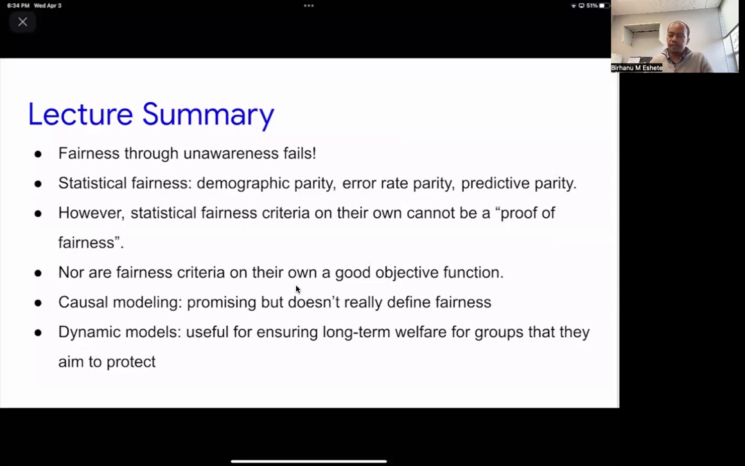So we also briefly looked at causal modeling as a promising direction, but it doesn't really define fairness. And dynamic models are the setup that we should be focusing on, because as the social, economic, and political context changes, our fairness analysis or fairness mechanisms should also change accordingly. So these are useful in ensuring this long-term welfare for groups that we aim to protect.